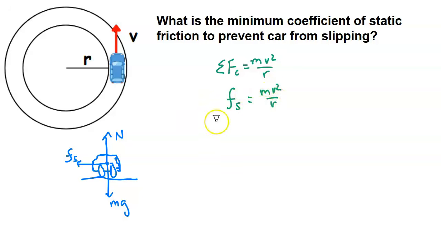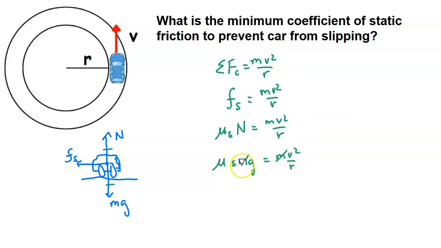The equation for static friction is mu n, and we set that equal to mv squared over r. Now, n is equal to mg. The reason we know that is because the car is not accelerating up or down, so those two forces are balanced. So I can substitute mg for n, and that's equal to mv squared over r.